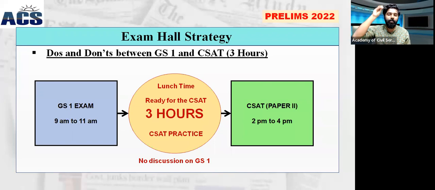No one of you should promote any discussion on GS1. Even your friends, the people you are familiar with, will be in the center. They will try to discuss the GS1 paper which happened before. Even if they ask how was that, respond only after the CSAT exam. So it is better to avoid discussion on the GS1 paper.